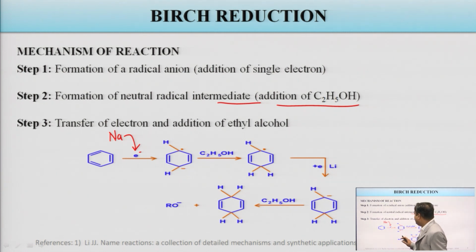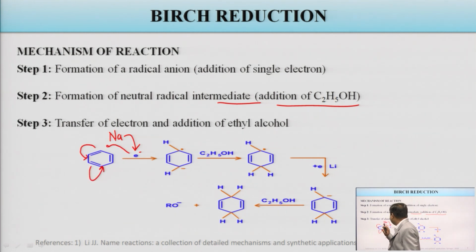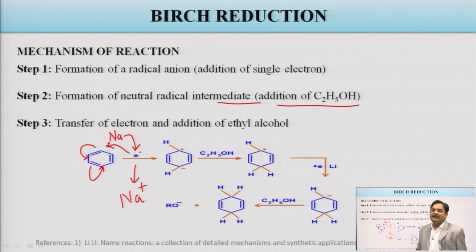How is it happening actually? When this electron comes towards here, this is going there and this is going here. So, this delocalization of the electrons is happening by accepting the electrons from the sodium metal. And that sodium metal is now converted into Na plus. The same thing is possible with lithium as well as potassium. So, in the first step, as I told you, the formation of a radical anion occurs.